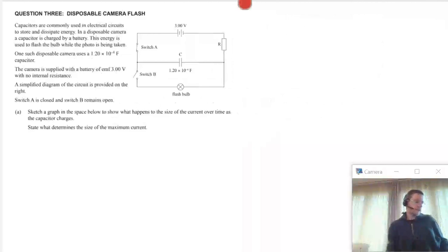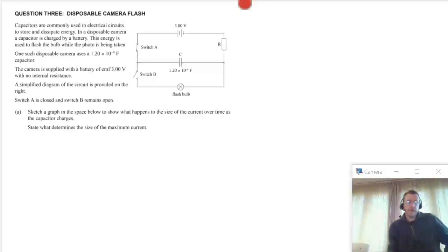Alright, the disposable camera flash. So hopefully we've learned that with the camera flash we have two switches. We should have seen this in the video. The first switch you close to charge the capacitor, then you open that switch and close the switch B to discharge the capacitor through the flash bulb. Okay.